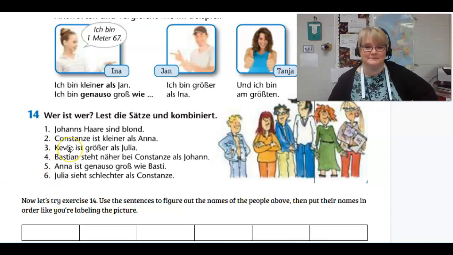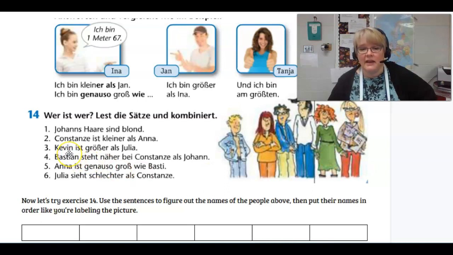All right, Nummer 2. Constanze ist kleiner als Anna. Constanze ist kleiner als Anna. So here's our girls. So this means this is not Anna. Nein, this is not Constanze. Tut mir leid. Also, either this or this has to be Constanze, because she's smaller than Anna. So this is not Constanze because she's not smaller than anybody.